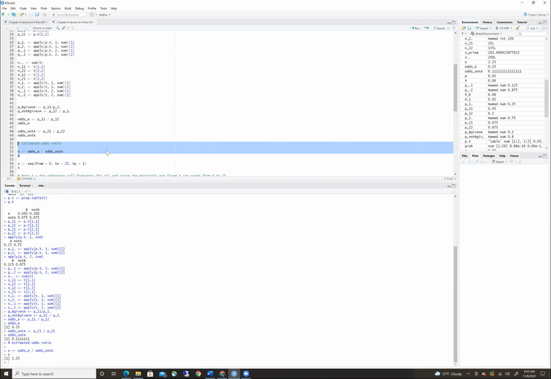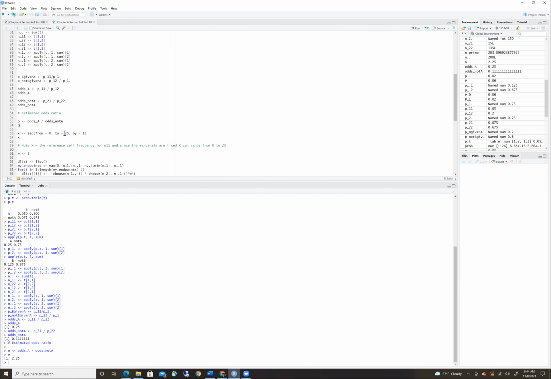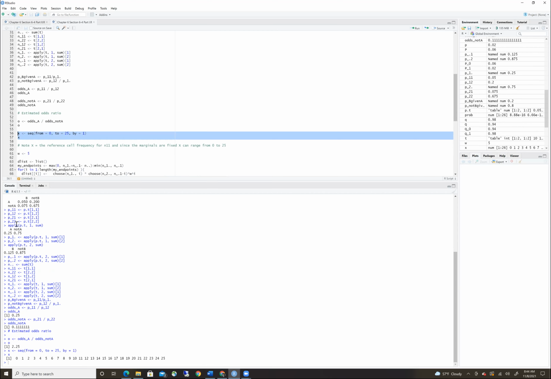All right, we'll need to use the non-central hypergeometric distribution with a total sample size of 200 and the marginals being 50 and 25. Okay, so in this case, we're going to set up a sequence from 0 to 25 by 1. These are all the possible values that x could take on. And there we just assign it from 0 to 25.